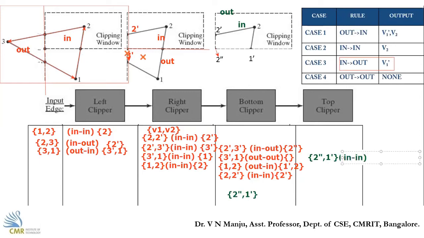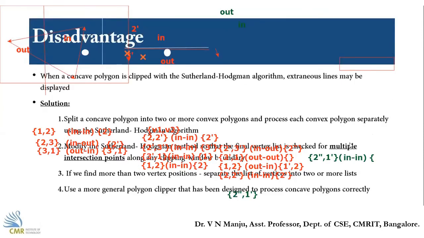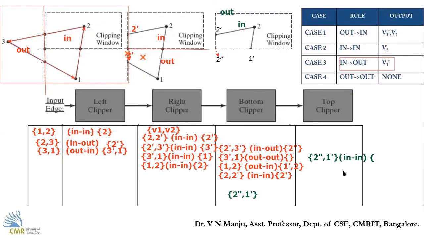In and in is what? In and in is V2. So I have to write the V2. V2 is what? V dash, 1 dash. So let me write it here. This is V1, this is V2. Okay, so now what will come? This will be 1 dash.